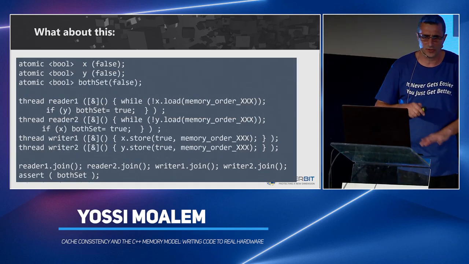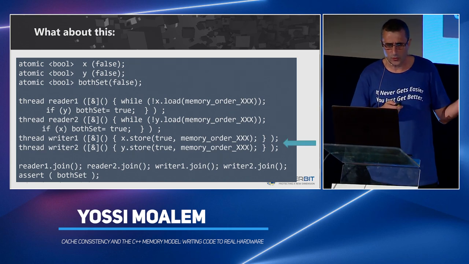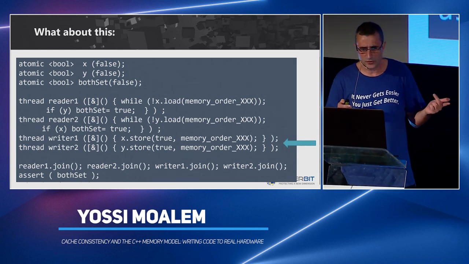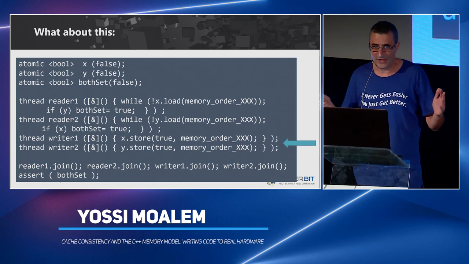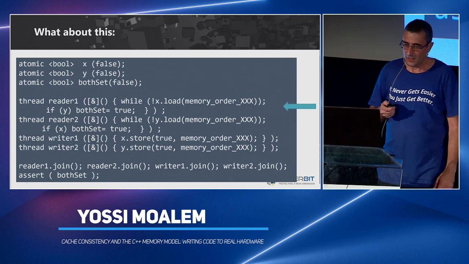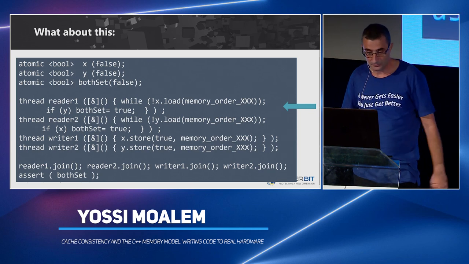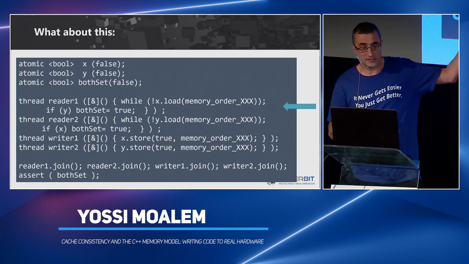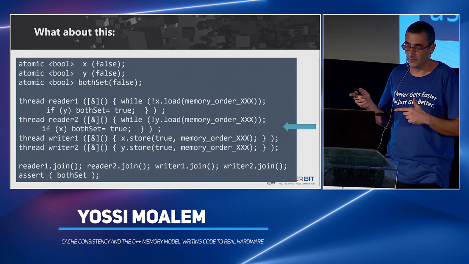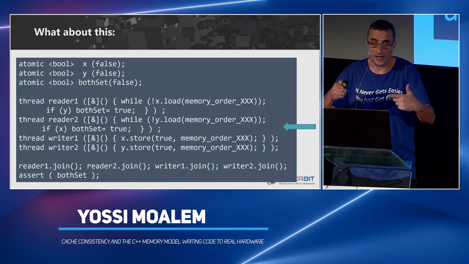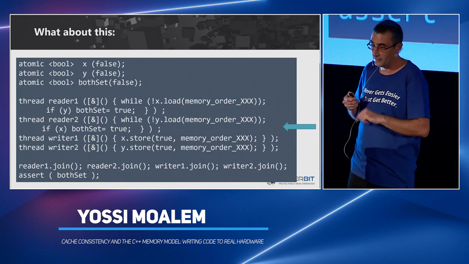Let's look at a different example. There's a lot of words here, but it's not really that big an example. I have two writers here. Writer one just sets X to true, writer two stores true into Y. Nothing really amazing there. Reader one loops until X is set and then checks if Y is set. If Y is set, it sets this flag, both, to true. Reader two does exactly the opposite. It checks if Y is true, and after Y is true, it checks if X is true, and then it sets the flag to be true.